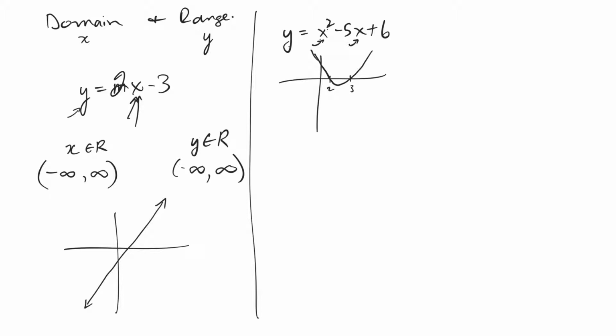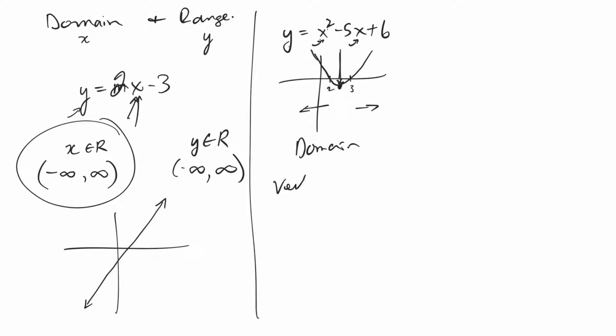But there would be an extent to which this thing goes down. So for x's, I can go as far left and as far right as I want. So this would be the same as my domain for this one. But my range, I could only go down to a certain point. And if I wanted to find that point, I could find what the vertex is and say that my range is anything above the y value of that vertex.